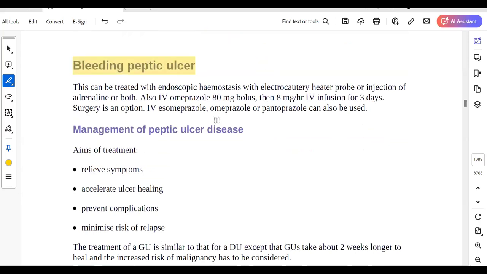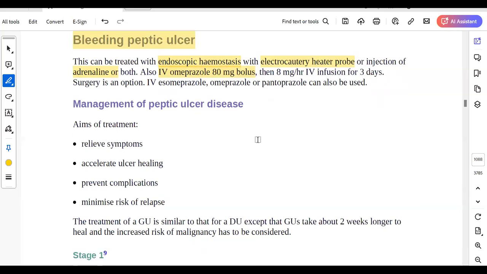Let's say we have a bleeding peptic ulcer, which presents with hematemesis, which means vomiting of blood. So peptic ulcer, ideally the patient needs endoscopic hemostasis with electrocauterization plus or minus injection of adrenaline. You will also give them IV omeprazole 80 milligram bolus dose. So bleeding peptic ulcer, first we give IV omeprazole followed by endoscopic hemostasis with electrocauterization plus adrenaline. Okay, so that's usually the treatment of bleeding peptic ulcer.